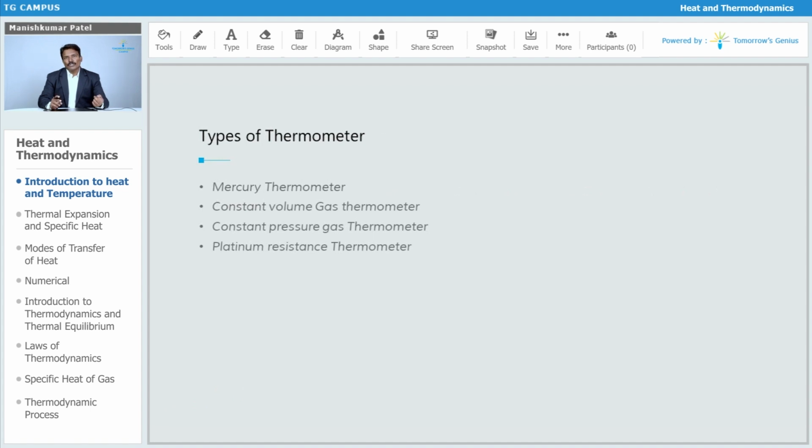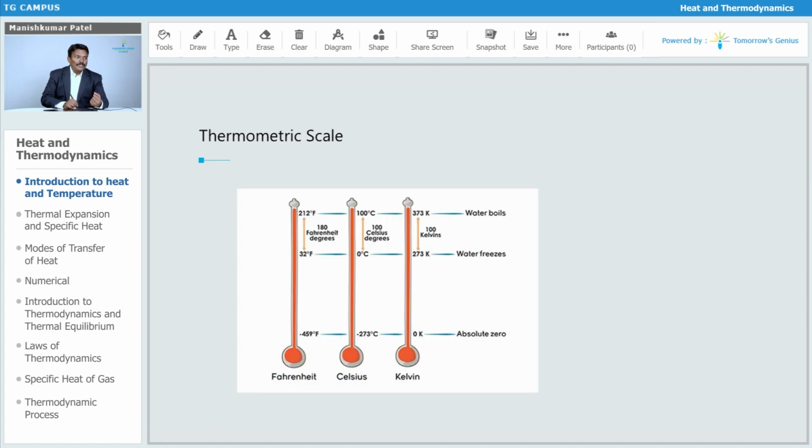There are different types of thermometer. One is the mercury thermometer, then the constant volume gas thermometer, the constant pressure gas thermometer, and the platinum resistance thermometer. We are going to see these thermometers one by one. Let's see the first one. What is the mercury thermometer? We discussed that we are going to use some measurable property of the substance which changes according to the temperature. How it works for the different thermometers, we will see.